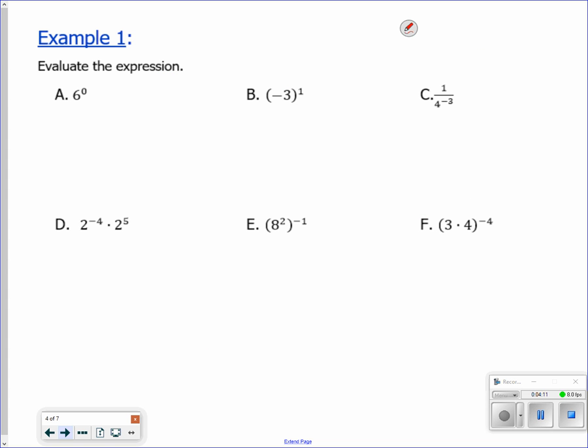All right, so anything to the 0 power is 1. Let's see if we can evaluate all these. Negative 3 to the first. That's just negative 3. Remember, okay, positive exponents, not negative numbers.